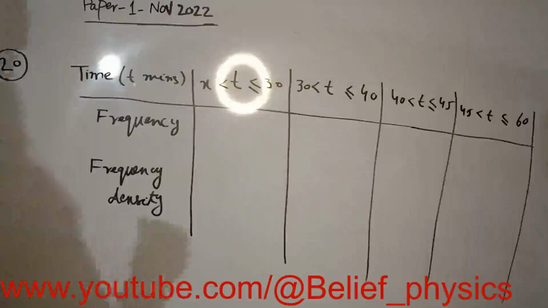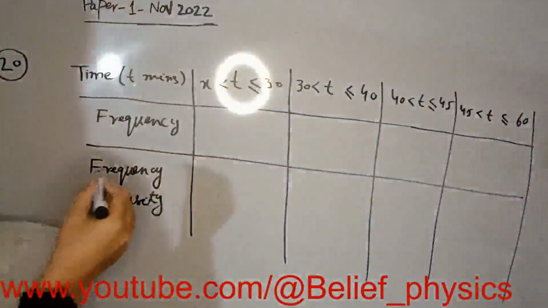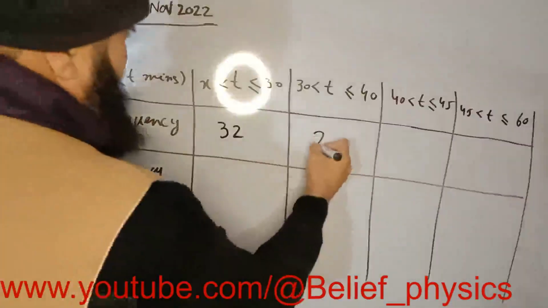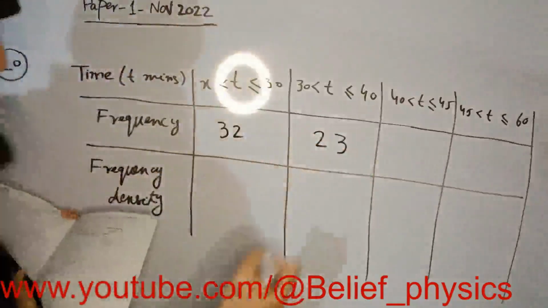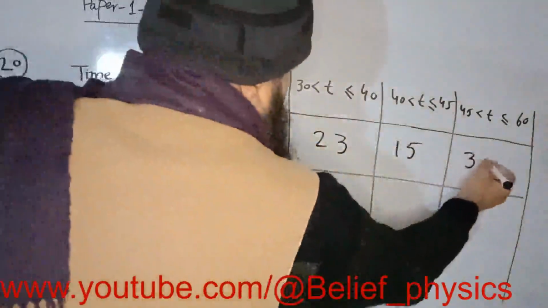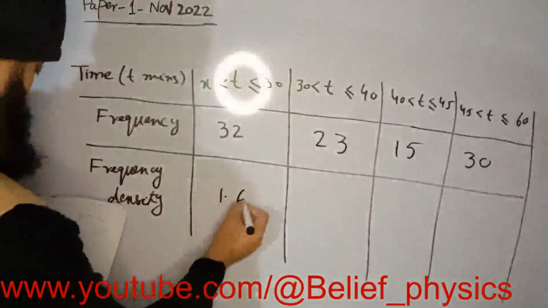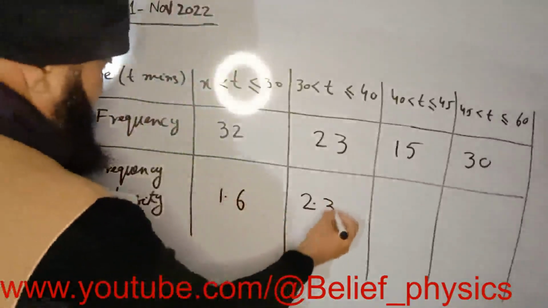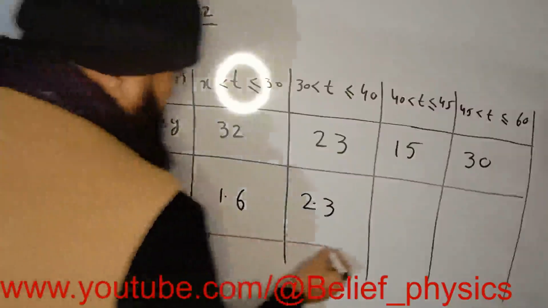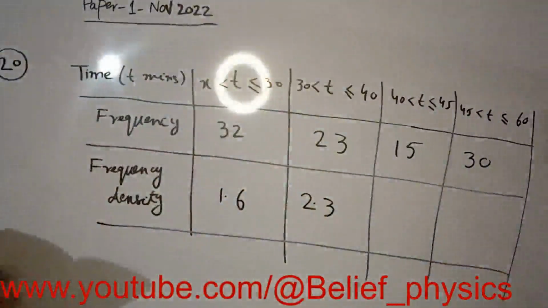And in the frequency row, the data given is 32, 23, 15, and then 30. And then frequency density is given as 1.6, 2.3, and then 2 columns which are empty here.